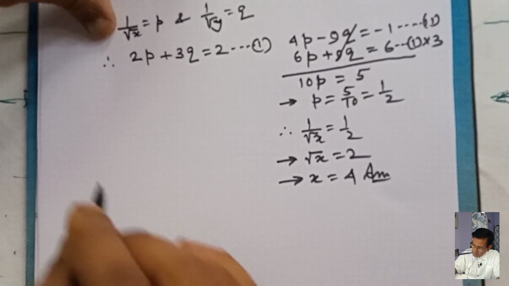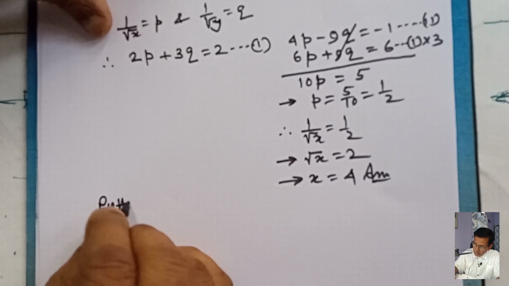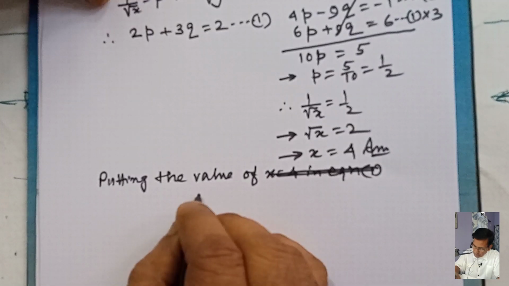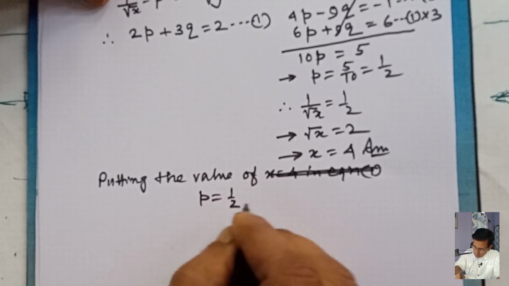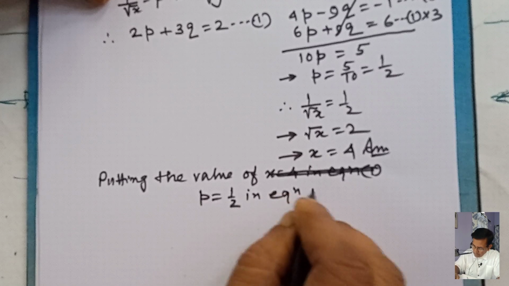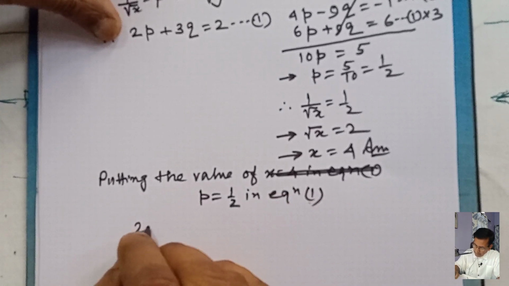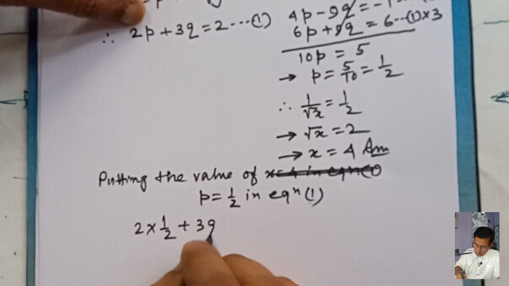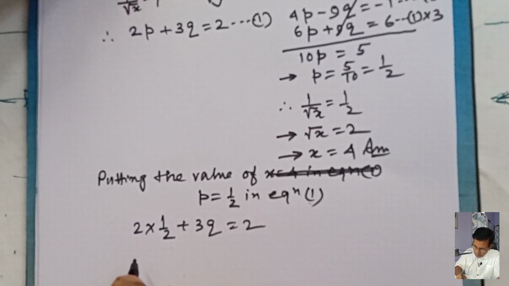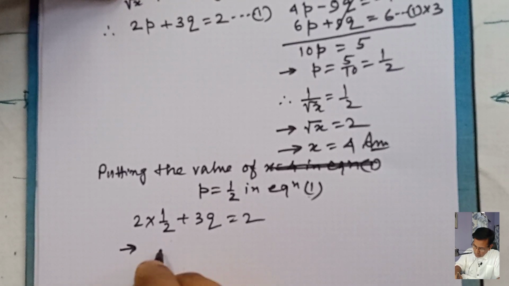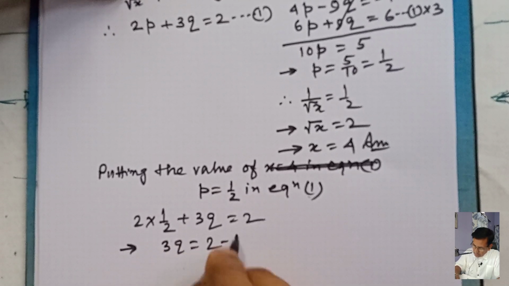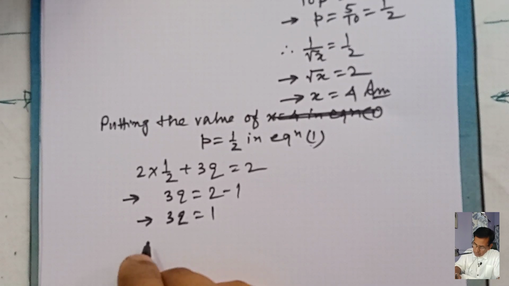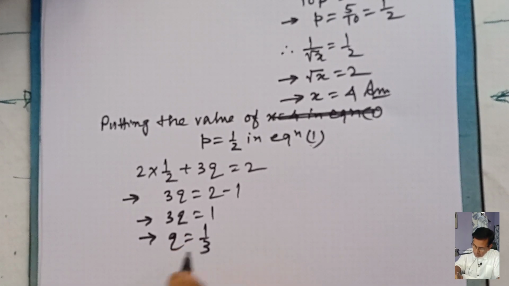Now putting the value of p is equal to half in equation 1, 2p, 2 into half, plus 3q is equal to 2, or 3q is equal to 2 minus 1, or 3q is equal to 1, or q is equal to 1/3.